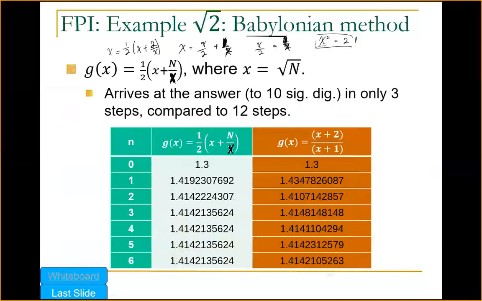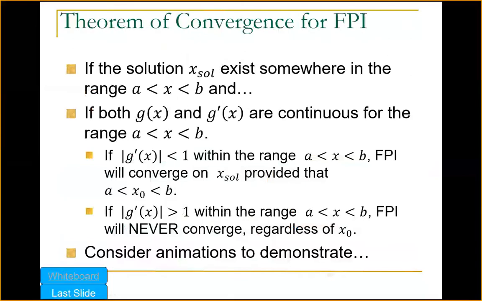So there's a theory of convergence. It's actually pretty straightforward. All it's saying is that if the solution exists, and we know that the function is continuous, so let's say you know the range where the solution must exist, and you know that the function is continuous. Not only is the function continuous, but the slope must be continuous. What do we mean by the slope being continuous?